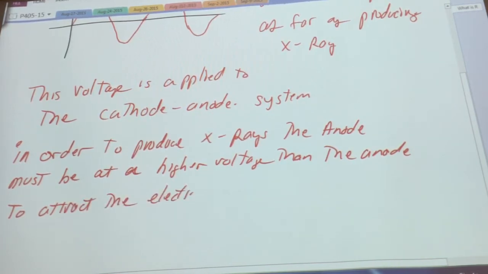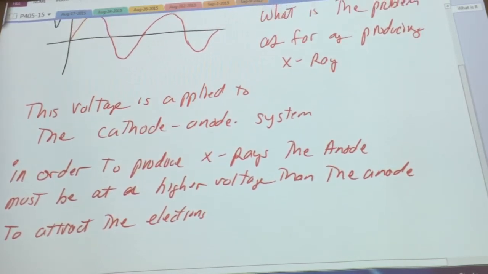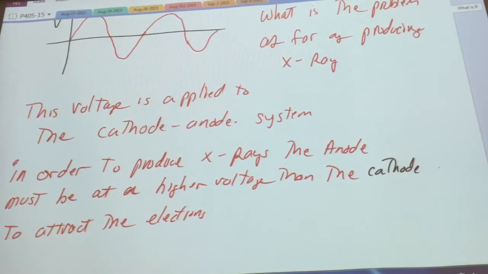You mean on the other line than the cathode, right? On the second line should be the cathode. In order to produce X-rays, the anode must be at a higher voltage than the cathode. And in the negative part of the cycle, the anode would be at a lower voltage, which is why we will not produce electrons, and it'll essentially burn out the machine if you apply it to the cathode anode system.